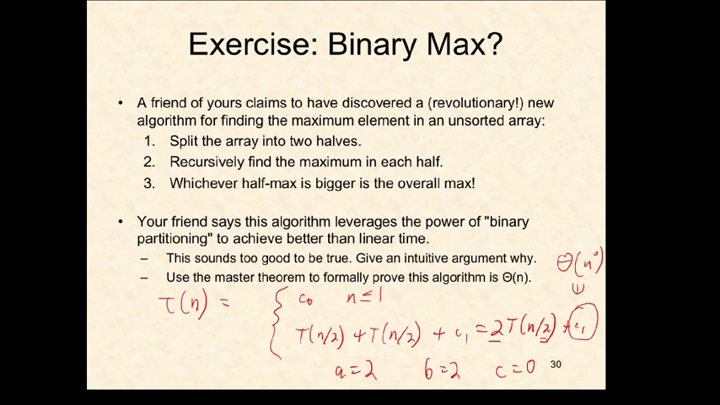So we've got our a, we've got our b, we've got our c. We plug it back into the master theorem. We scroll back a couple slides, plug it in. Let's find out which situation. How does a relate to b to the c power? Well, how does 2 relate to 2 to the 0? Well, 2 is greater than 1.